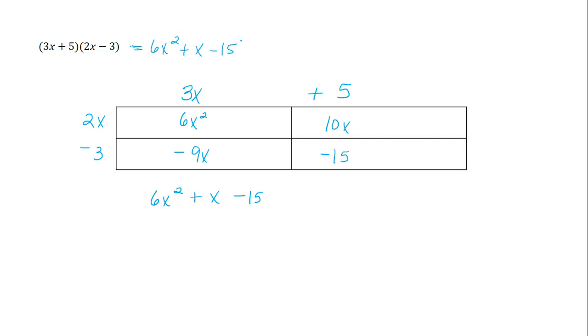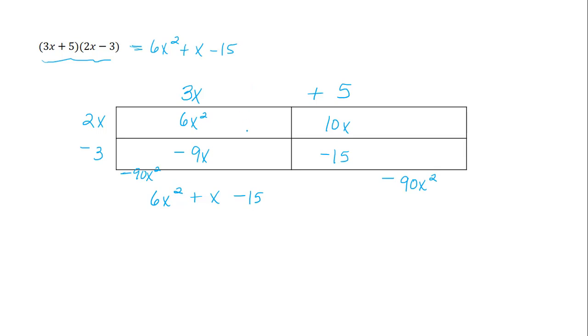And our whole goal is to think about, if we're starting with the trinomial, how can we obtain these two binomials whose product is that trinomial? Some really cool things I want you to notice in this box method. Notice that the product of the diagonals is the same, right? 6x squared times negative 15 is negative 90x squared. Negative 9x times 10x also has a product of negative 90x squared.